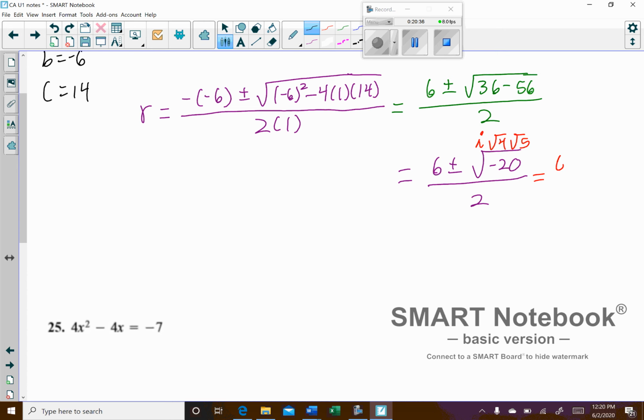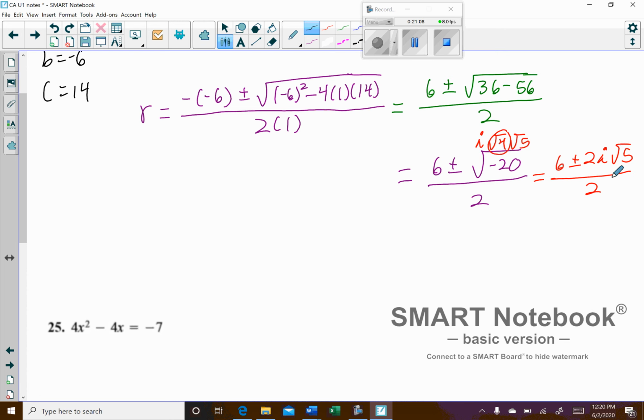And so that's going to leave us with 6 plus or minus. Now, when I take the square root of 4, that will leave me with a 2, and then I'm going to have my i, and then I'm going to have square root of 5 there. So let's see what happened here. I had square root of negative 20. Because of the negative, I have to have my i there. And then 20 breaks up into 4 times 5. Square root of 4 is 2. And then the square root of 5 is stuck inside the radical sign.